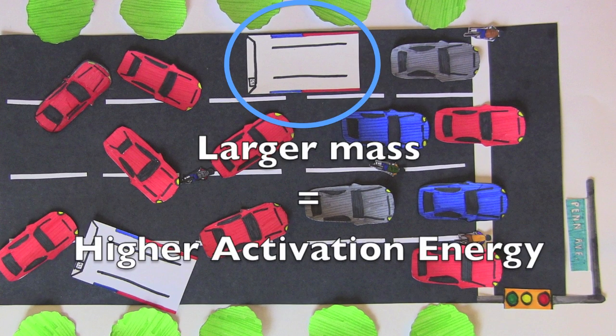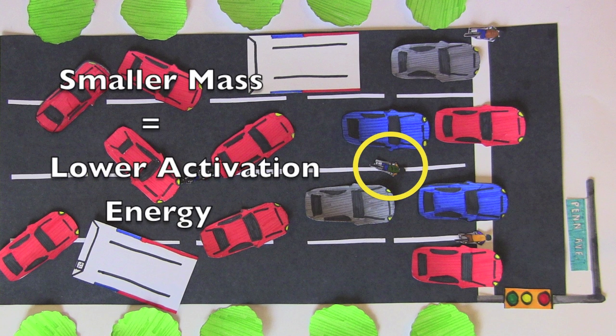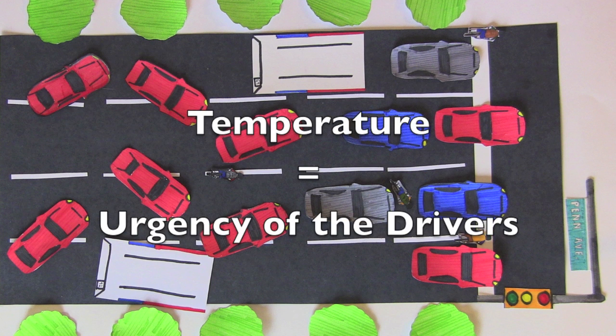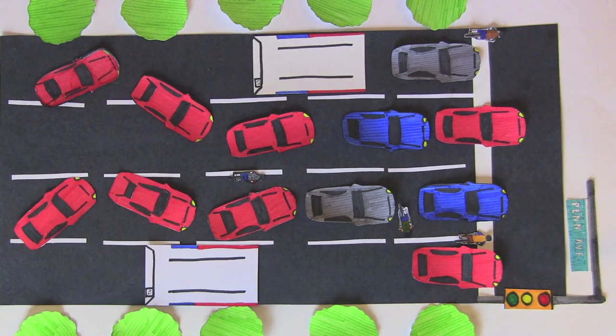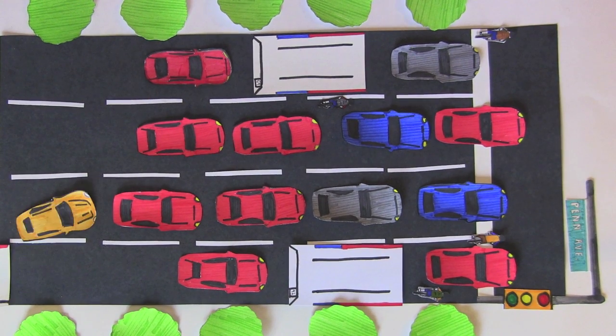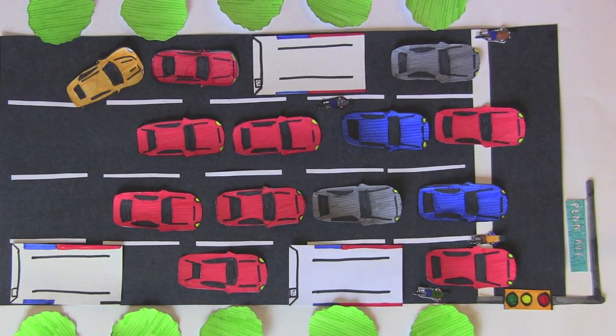The buses, given their larger mass, are slower to move. This is analogous to requiring a higher activation energy. On the same note, bicycles, given their smaller mass, are quicker to move, which is analogous to them having a lower activation energy. Similarly, a high temperature can be viewed as an increase in the average urgency of drivers. This causes the cars to move towards the stoplight quicker, which is analogous to an increased rate of diffusion.